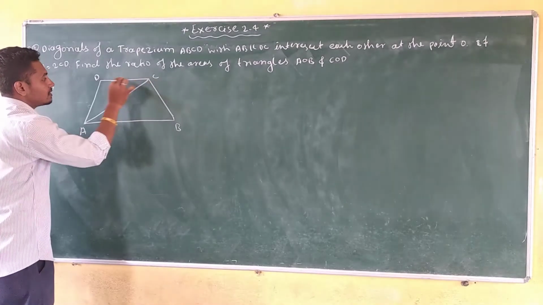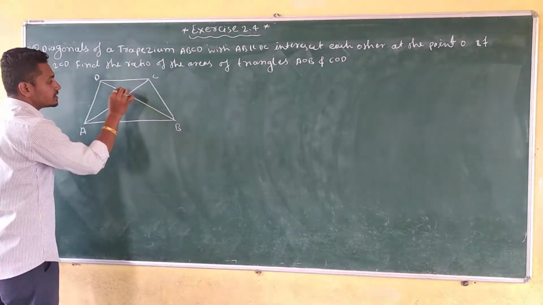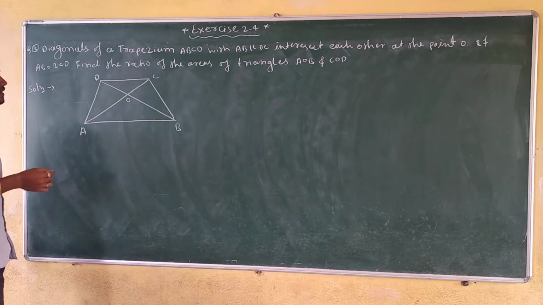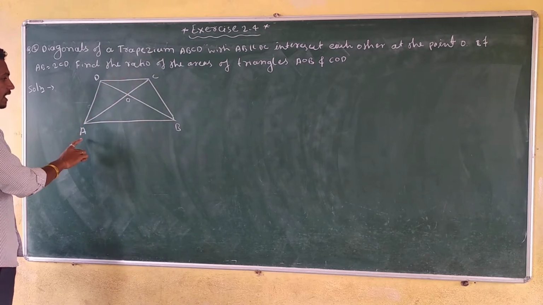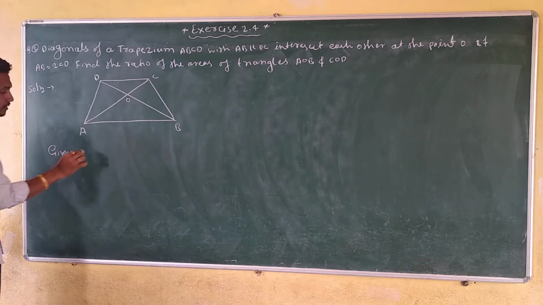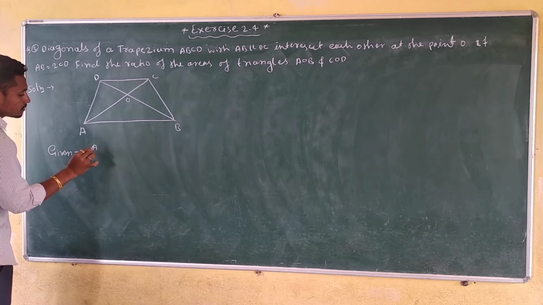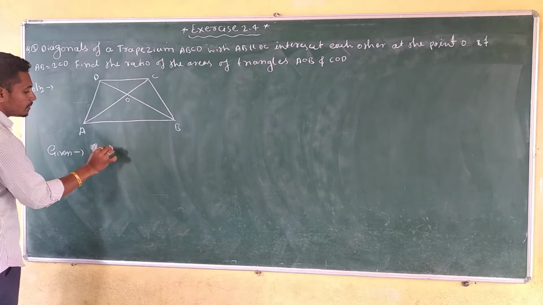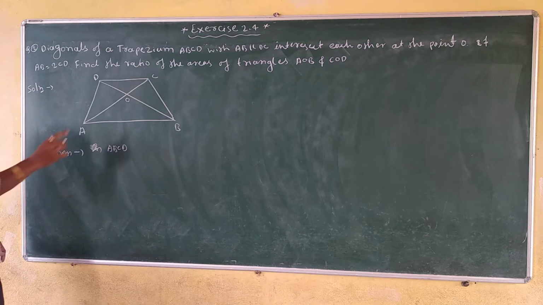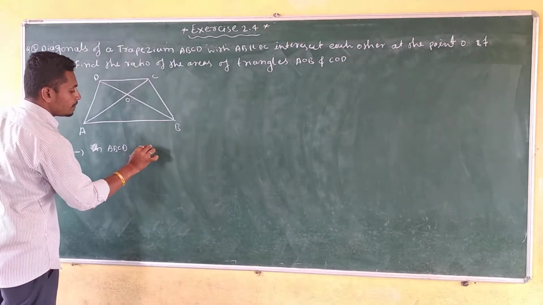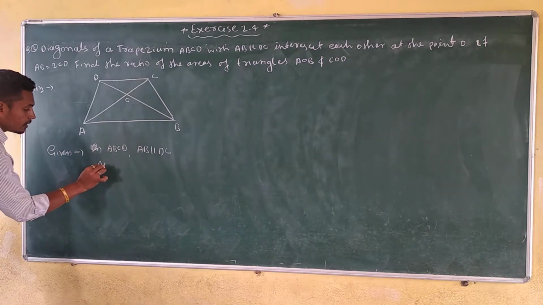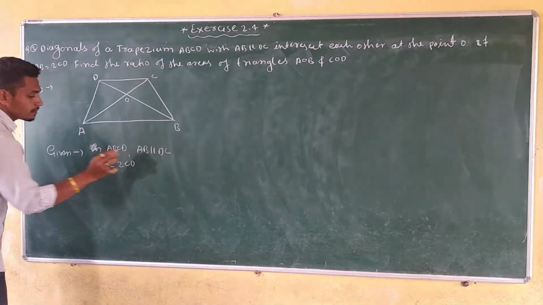Next, the diagonals intersect each other at the point O. The next, CD is parallel to AB. So first we have to write the given data in the trapezium. ABCD with AB parallel to DC and AB is equal to 2CD.